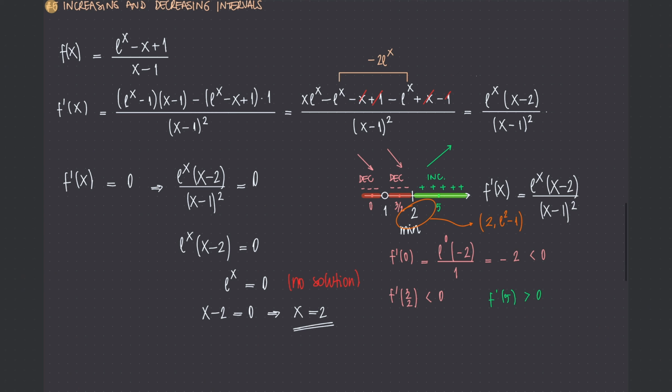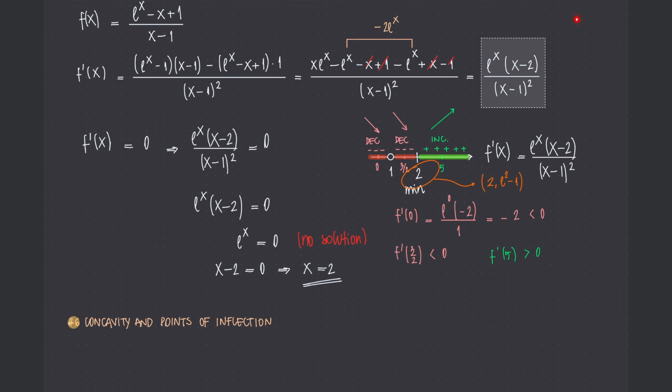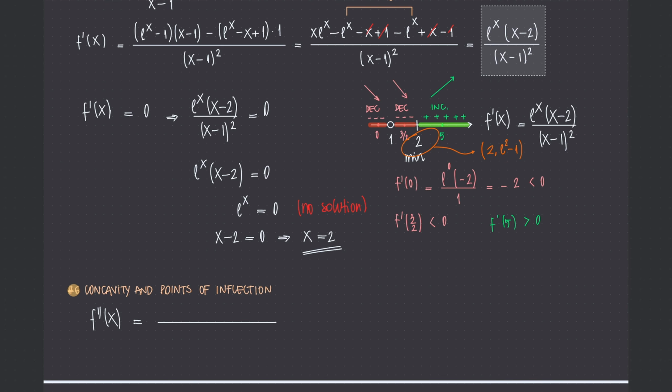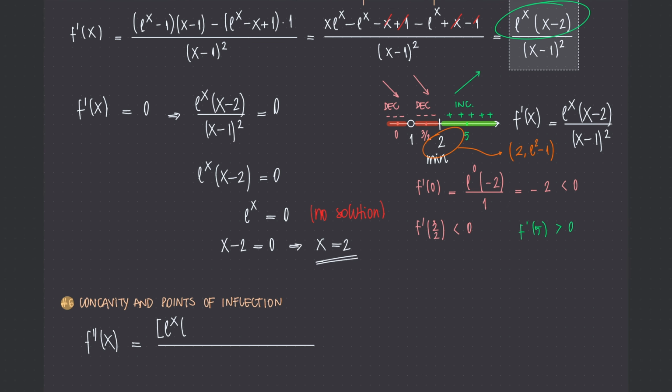For that, we need to differentiate the function again. We're going to start with the first derivative. And by differentiating it again, we have the following. f prime prime of x equals, careful because we have a product rule over here. So we have the derivative of the numerator, which is a product, e to the x times (x minus 2) plus e to the x times the derivative of (x minus 2).